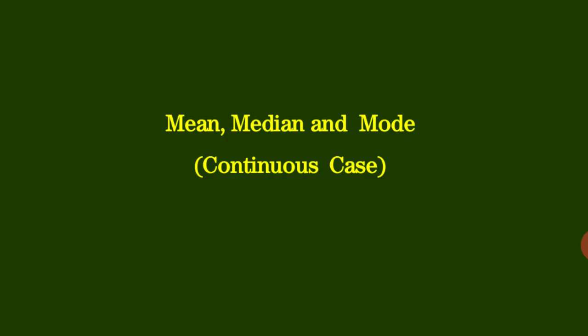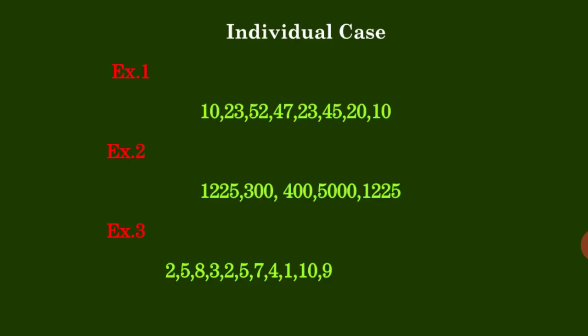In this section, I would like to share the topic of how to calculate mean, median and mode for continuous case series. Already you know the individual case data. So I just display here an example of individual case data. Example 1 shows this kind of data: 10, 23, 52, 47, 23, 45, 20, 10. This kind of data is called an individual case series.